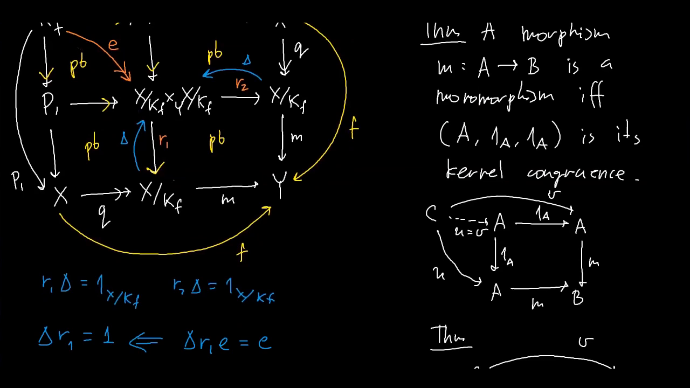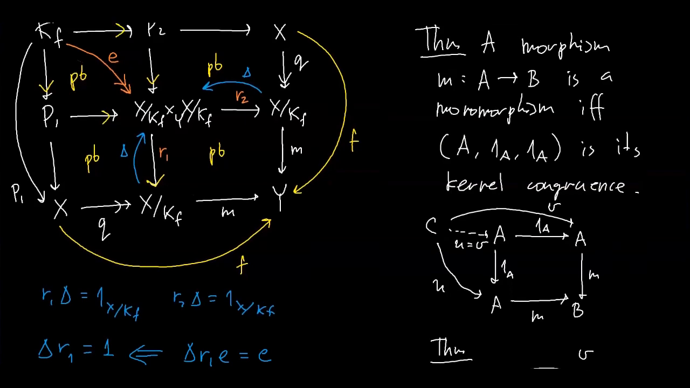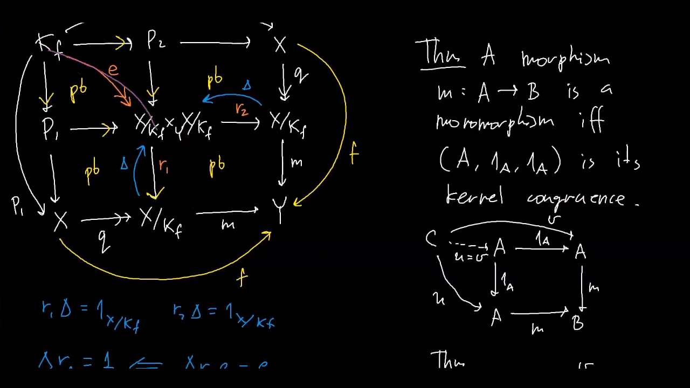But delta R1 E, if I chase along the diagram, is E, R1, and then delta, but E R1 is the same as this. So it's that. So why is that the same thing as just E?